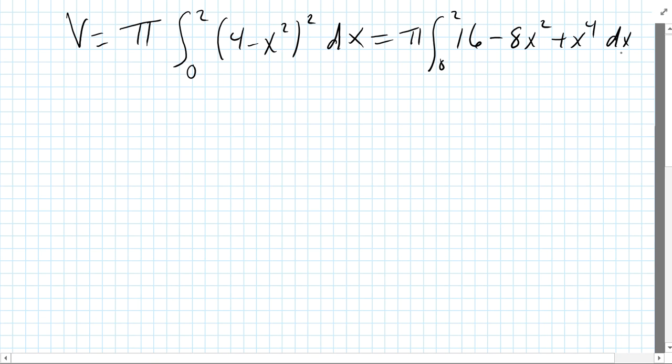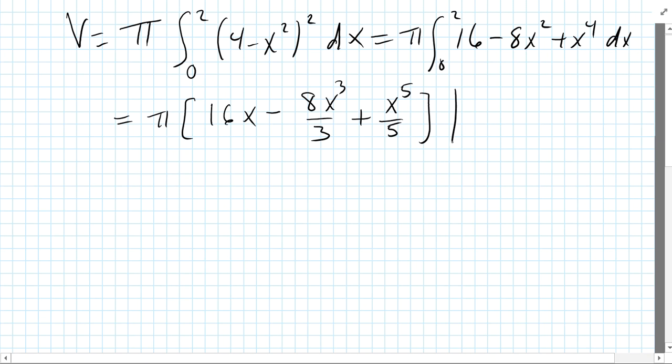All right, what's the antiderivative of 16? What's the antiderivative of negative 8x squared? And then what's the antiderivative of x to the 4th? Evaluate from 0 to 2. Is this going to be easy to evaluate?